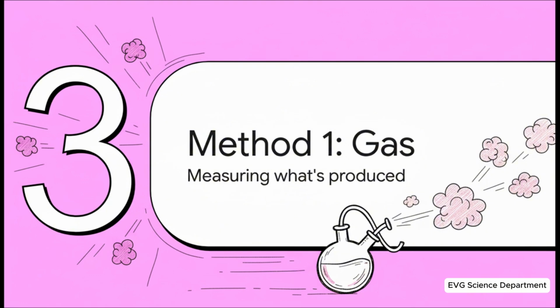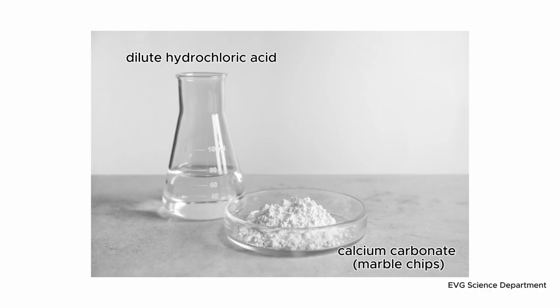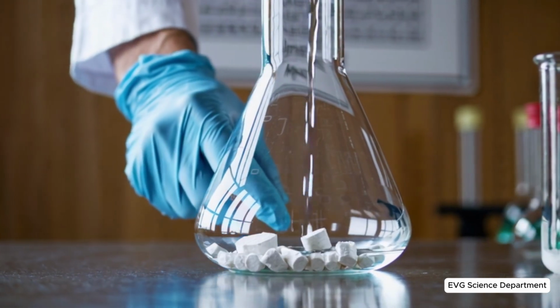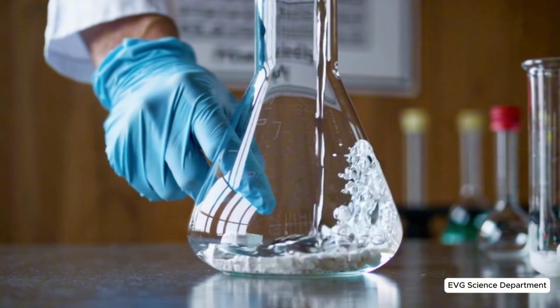All right, let's get into our first method. For this one, we're going to track a suspect as it literally tries to escape the scene. And in this case, our escaping suspect is a gas. So for our case study, we're going to use a total classic, dropping some marble chips into acid. You know what happens, it fizzes, it bubbles up, and that's because it's producing carbon dioxide gas.